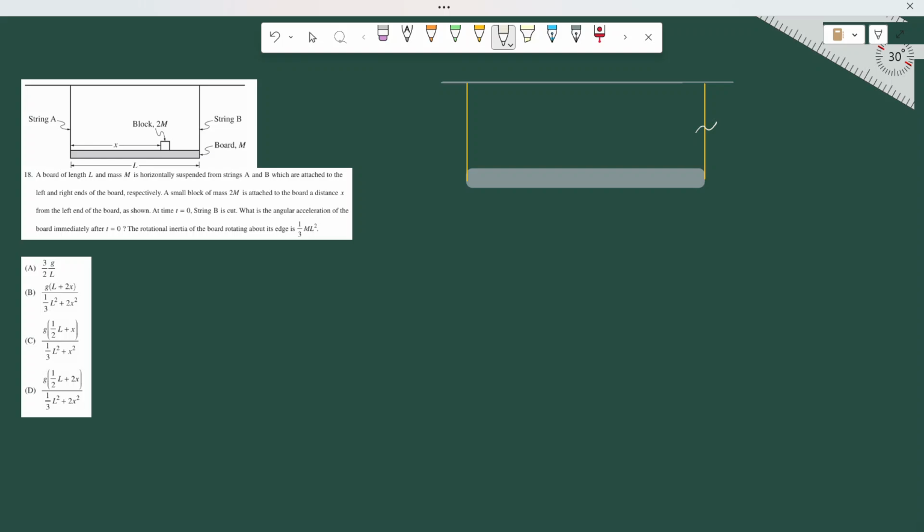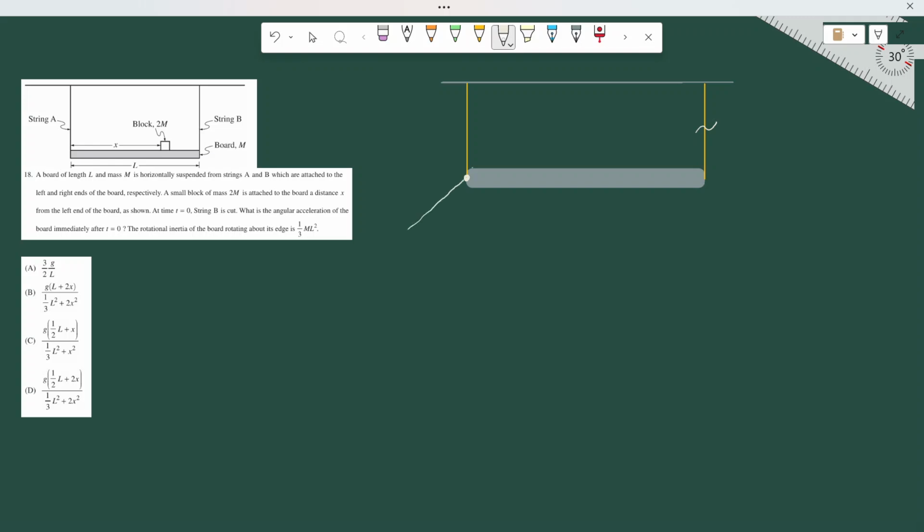Why do we say immediately after? Because if a little bit of time passes, what will happen? This string, since it is not rigid, the system will be like this, in which you won't have a constant angular acceleration, it will be changing. So we have to find the angular acceleration about this pivot point.